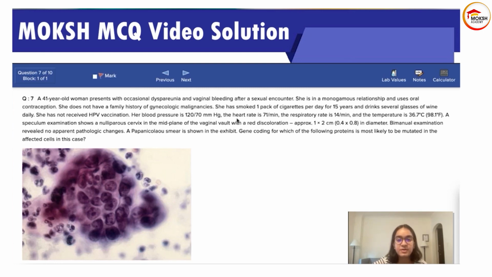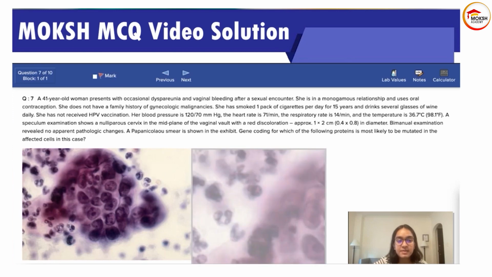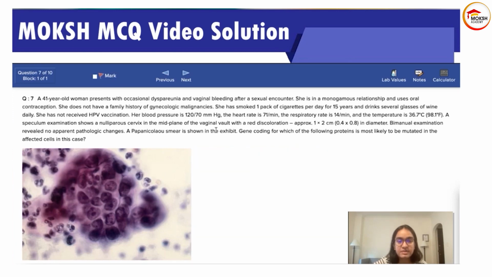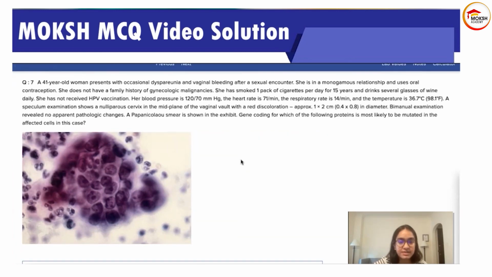Her blood pressure is 120/70, heart rate is 71, respiratory rate is 14, temperature is 98.1. A speculum examination shows a nulliparous cervix in the mid-plane of the vaginal wall with red discoloration, approximately 1 to 2 centimeters in diameter. Bimanual examination reveals no pathological changes. A pap smear is shown in the exhibit.